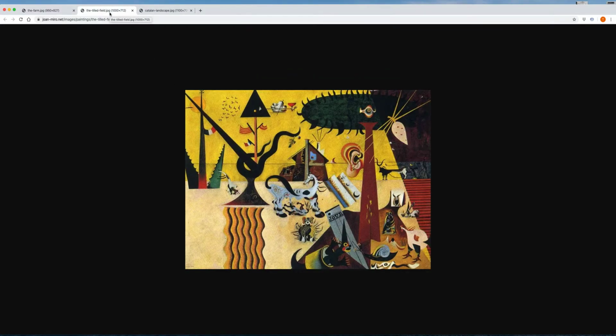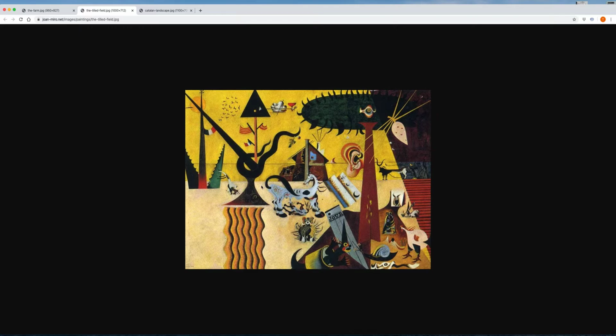This is another image by Juan Miro. It is called The Tilled Field. And we're wondering what it is that's being emphasized in this image. For me personally, the first thing that my eye goes to is this horse with the calf here.